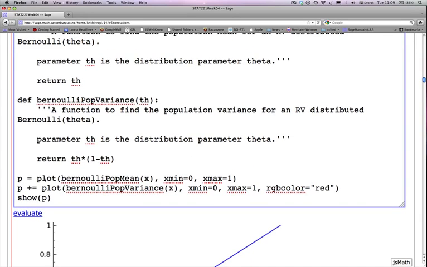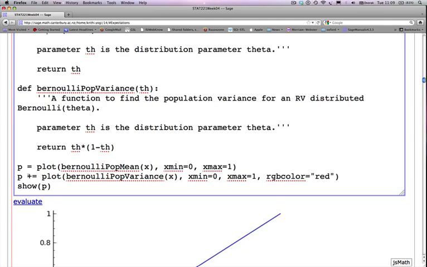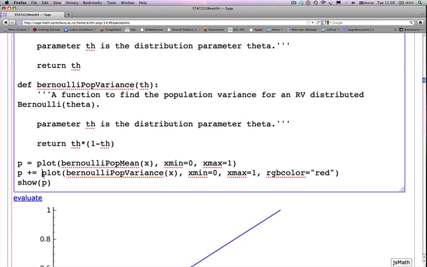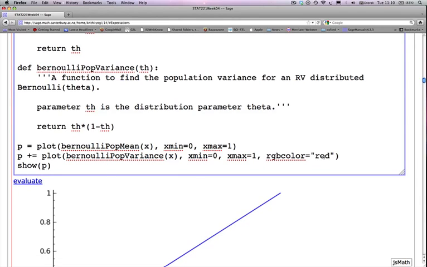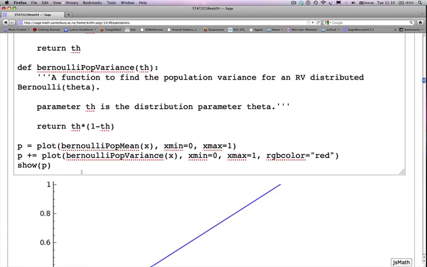And in this line, we're simply plotting the population mean as x min and x max take values between 0 and 1. And then we are adding the other plot to the first plot. So this plus equals is actually a plot on plot. And finally, the second plot is the Bernoulli population variance, and we're plotting that in red color. And then finally, we're showing the two plots.